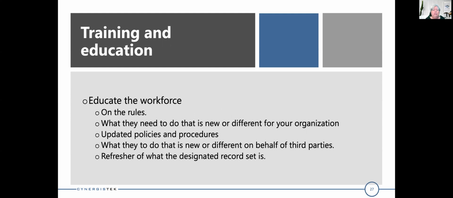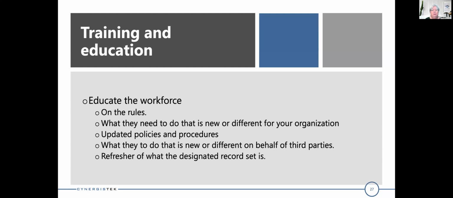You also are going to need to educate your workforce. Obviously, you're going to need to educate them on what the rules are and what they mean to them. You're going to have to tell them what they're going to need to do that's new or different from what they've been used to doing within your organization. You're going to have to educate them on any updated or new policies and procedures that are going to impact them and how they handle information. You're going to have to tell them what they're going to do differently or new when it comes to requests from third parties, not just the patient.